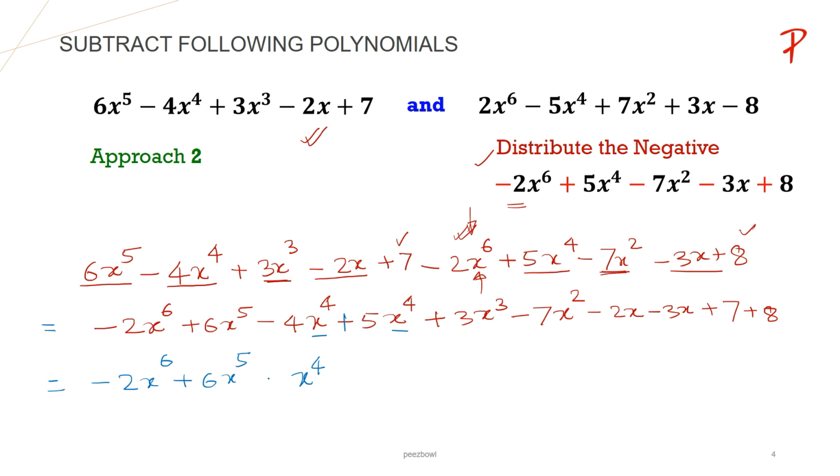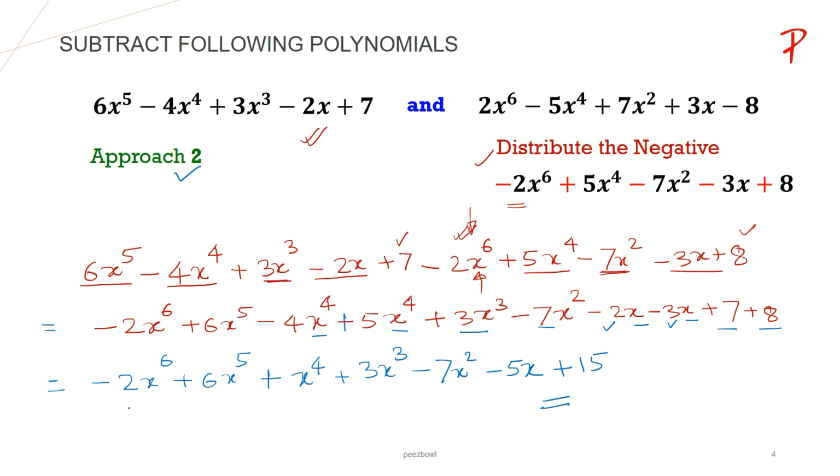Minus 4 plus 5 is 1, that is only x to the power 4. After that we have plus 3x to the power 3, then minus 7x square, and for x, minus 2 and minus 3 is minus 5. After that plus 7 and plus 8 is plus 15. Okay. So this is the answer when we solve it by second approach, and both these approaches will have same result. Maybe I'll quickly go back to the earlier slide and show you both the results are same.